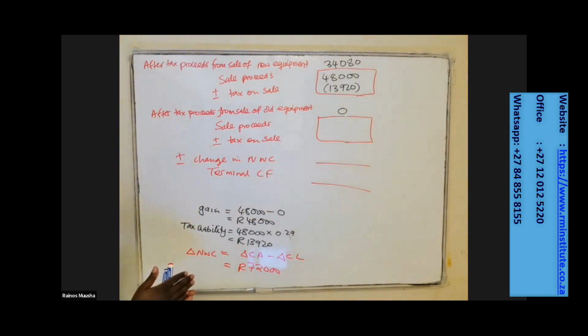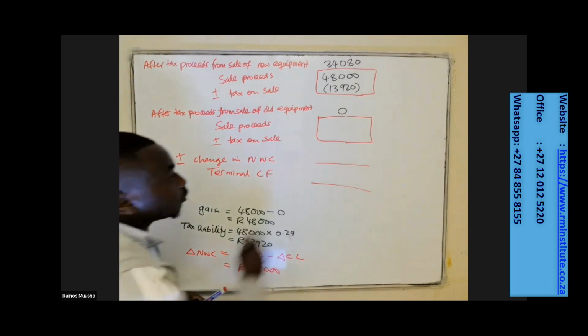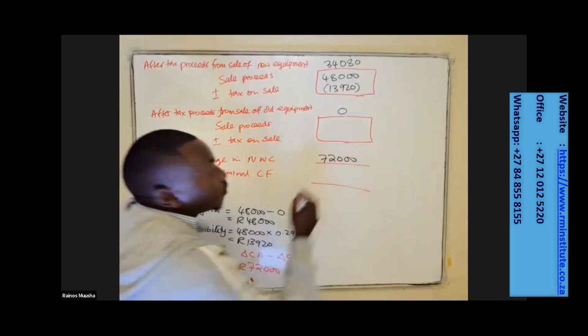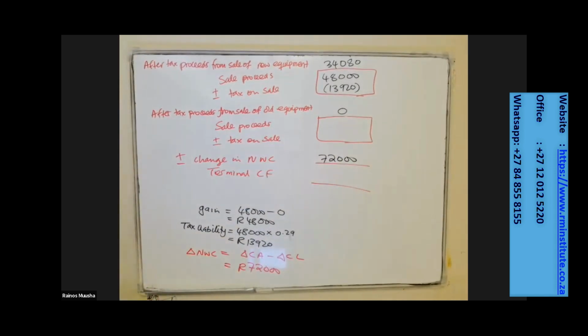Initially on day 0, if you spent money on working capital, at the end of the project you are going to recoup that money that you've spent. In this case, we spent 72,000 because we had a net cash outflow of 72,000. So if you spend money on working capital on day 0, at the end of the project you are going to recover that money, which means that the 72,000 is going to be a cash inflow. So the 72,000 becomes a cash inflow when you're calculating the terminal cash flow. If it's a cash outflow on day 0, at the end, it becomes a cash inflow.